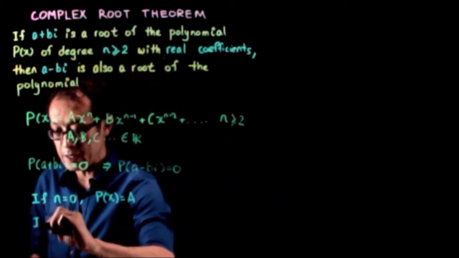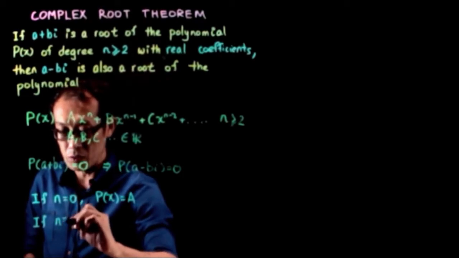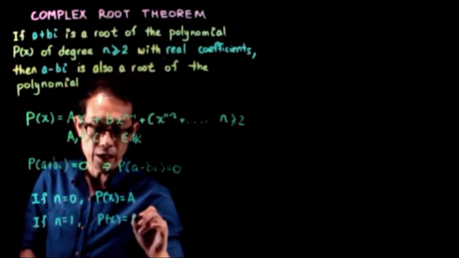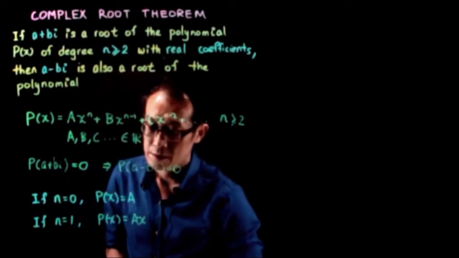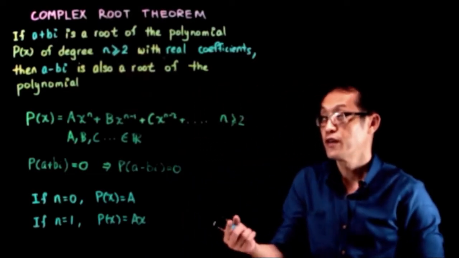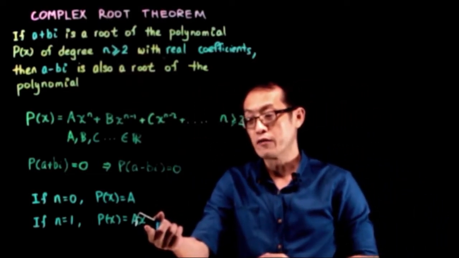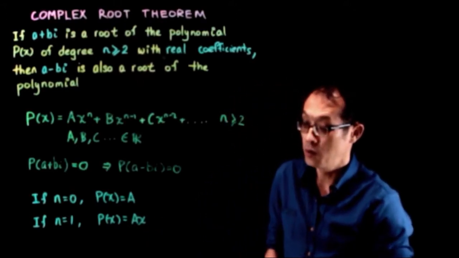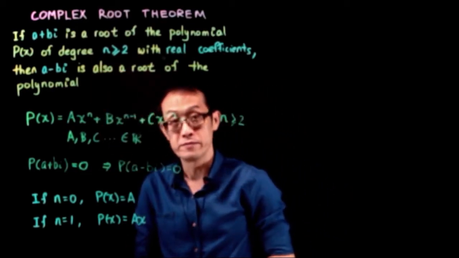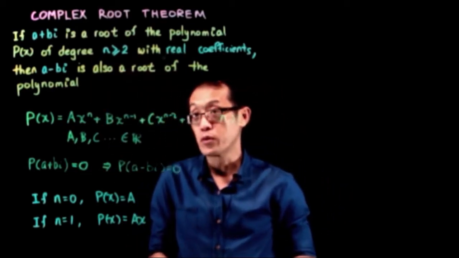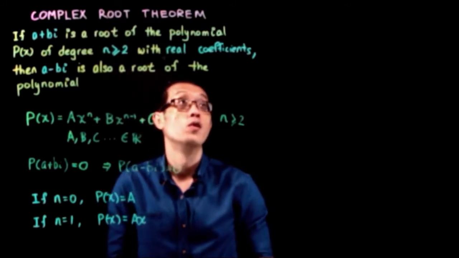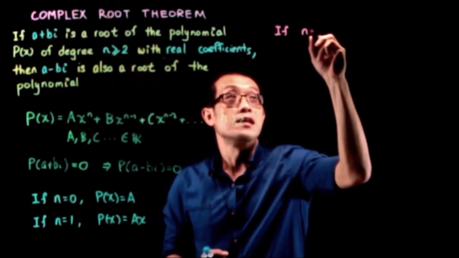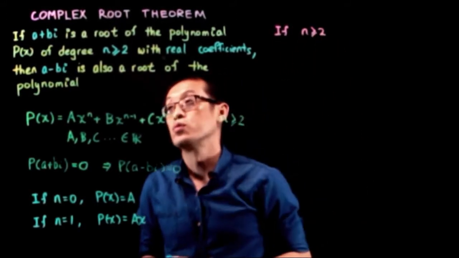Now what happens if n is equal to 1? If n is equal to 1, then your p of x will be equal to ax. Then you'll find that it will only have one root, where x is equal to 0. Then this thing doesn't hold as well. Now let's do the case when n equals 2. Now if n is greater than or equal to 2, what will happen?